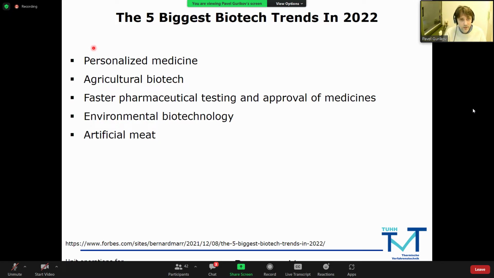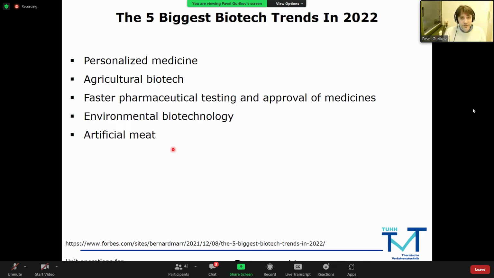So the article basically sees 5 major trends in 2022 in biotech, and I think it's quite interesting to discuss them shortly. Personalized medicine, agricultural biotechnology, pharmaceutical testing with faster and faster approval of medicines, environmental biotechnology, so they separate agriculture from environmental, and artificial meat.